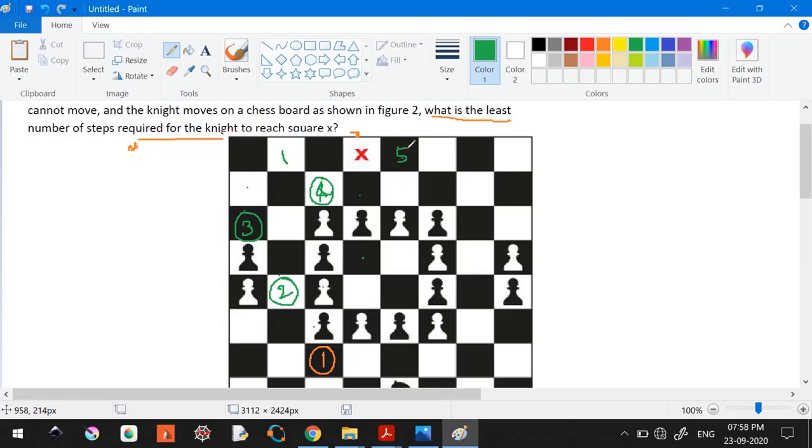So let's say if I jump here, then 1, 2, 3. If I go here, okay, then 1, 2, 3. I cannot come here. 1, 2, 3. If I come here, still I am far from this. It looks like I cannot reach here in any way if I take this step.